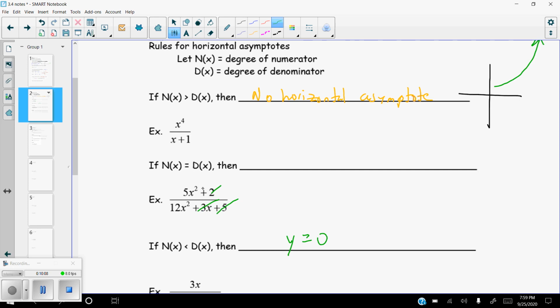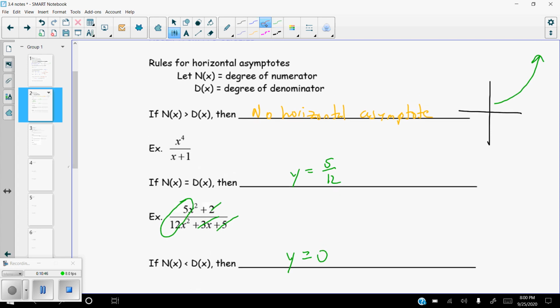So really what happens here is because we're looking at the highest power terms, the leading coefficients are what becomes the horizontal asymptote. So it's just going to end up being y equals 5/12. That is actually what this function would approach, because it's really the multiple of the highest power terms that's going to give you the horizontal asymptote. Okay, now like I said, this is really the pre-calculus way of figuring out horizontals.